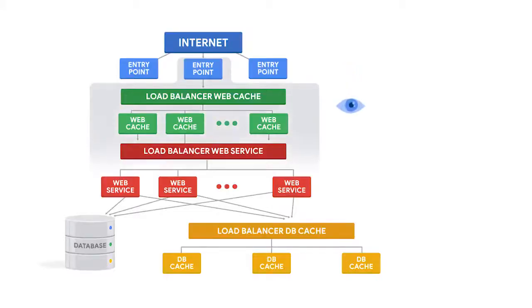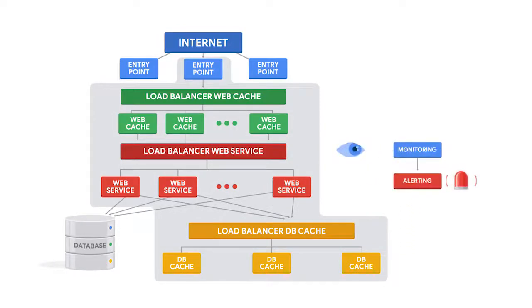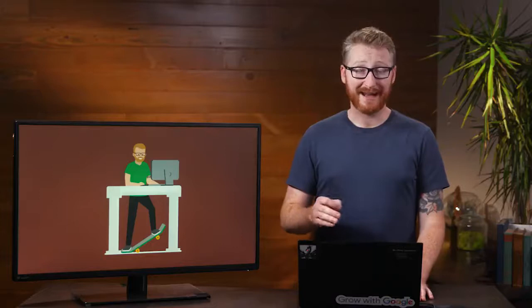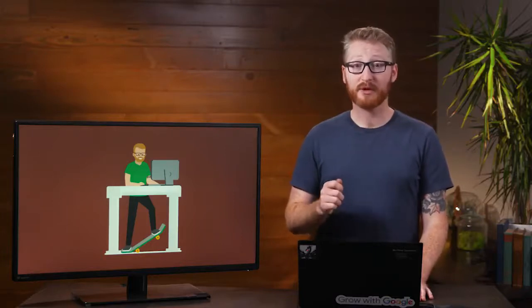Going back to the website example that we discussed earlier, to make sure the service is running smoothly, we should set up monitoring and alerting. This lets us detect and correct any problems with our service before users even notice. This is a critical piece of infrastructure, but setting it up correctly can take quite some time.